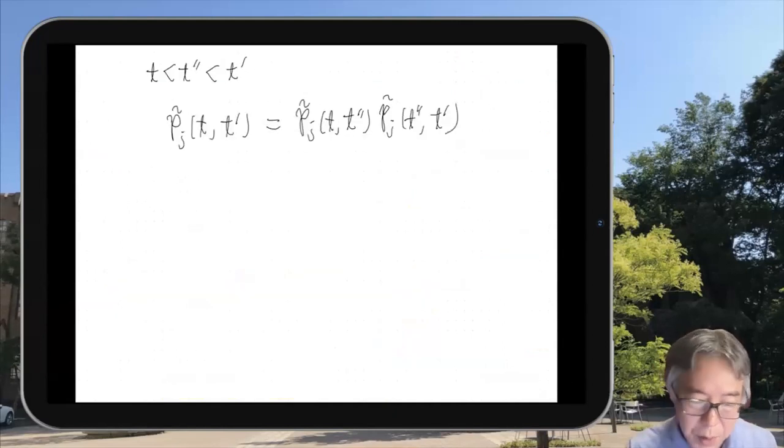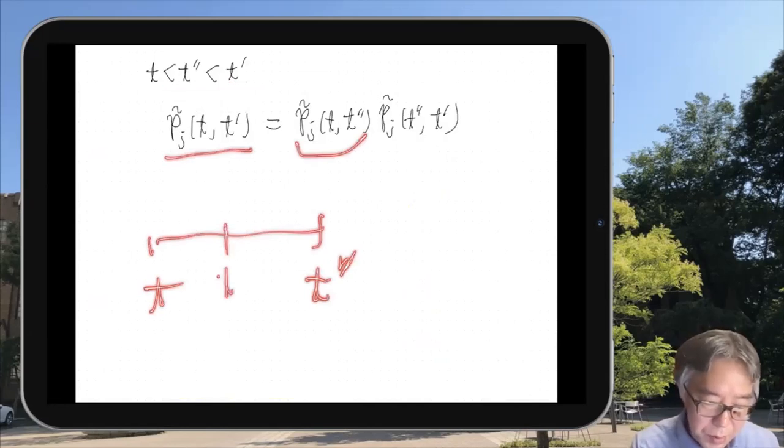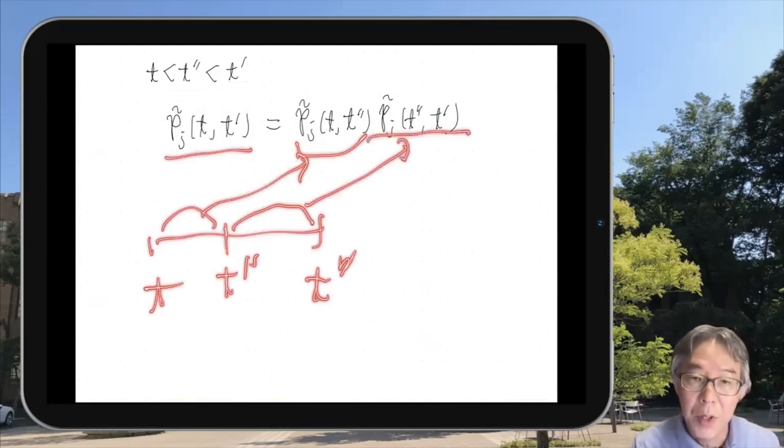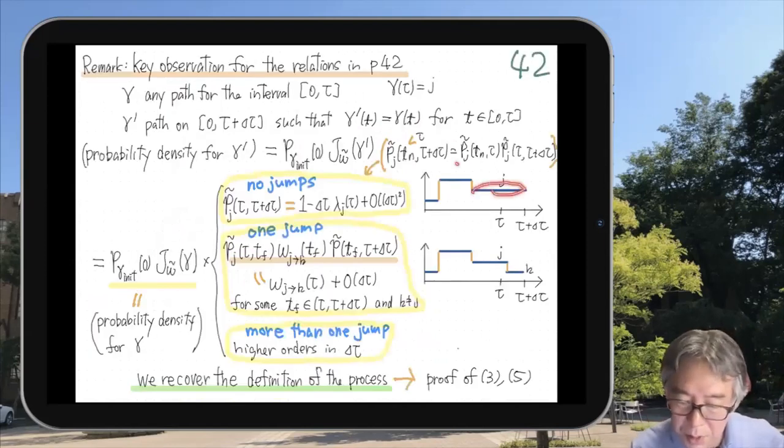Now I claim that if t double prime and t prime are ordered like this, then the staying probability from t to t prime is decomposed into the staying probability from here to here and the staying probability from here to here. This is very simple. You get this immediately from this integral expression, or from the meaning. So this staying probability for this interval can be decomposed into the staying probability for this interval and the staying probability for this interval.